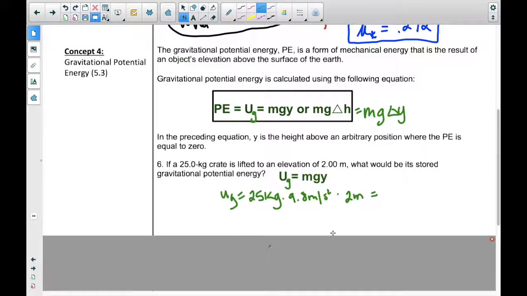And so I multiply this out. And when I multiply it out, I get 490. And let's take a look at the units. The units are kilogram meters per second squared. That's like a Newton, times meters. Well, Newton meters is a joule. So that is 490 joules.